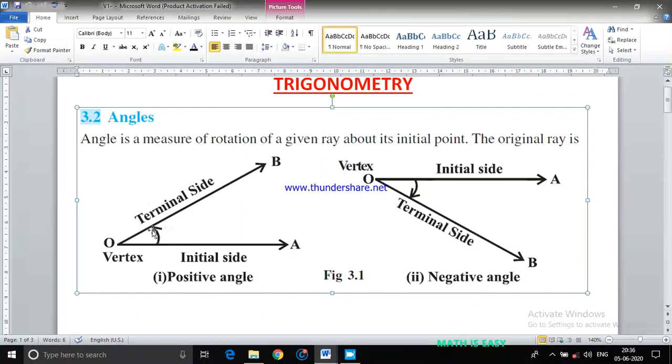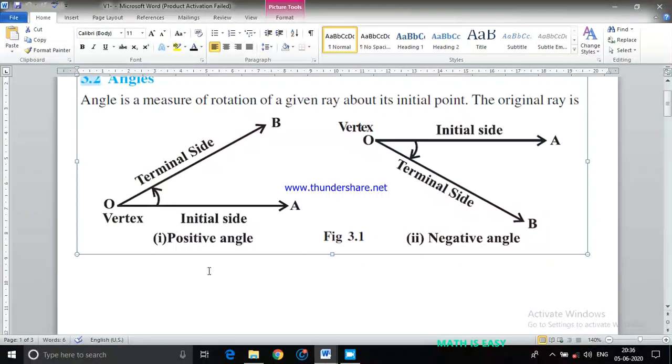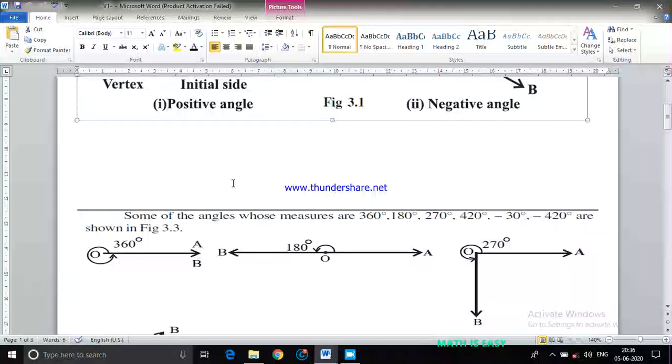So this is moving in the anti-clockwise direction. In the anti-clockwise direction, the angles will be considered as positive angles. So don't be surprised to see negative values in class 11. You get negative values by measuring in the clockwise direction. How do you get positive values? By measuring in the anti-clockwise direction.